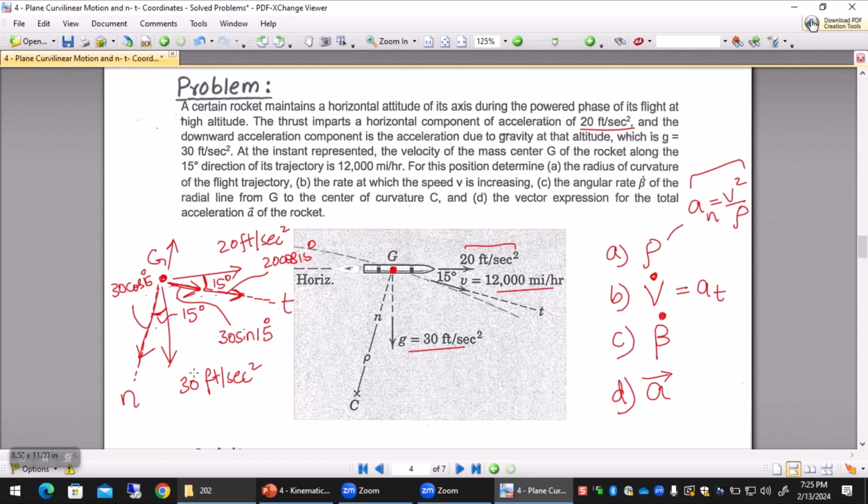It will be in the negative n direction, and that will be equal to 20 sine 15, right? So the total acceleration in the n axis will be 30 cos minus 20 sine, right? And the total acceleration in the t direction will be 20 cos plus 30 sine. So both of the t components will be towards positive t, right?